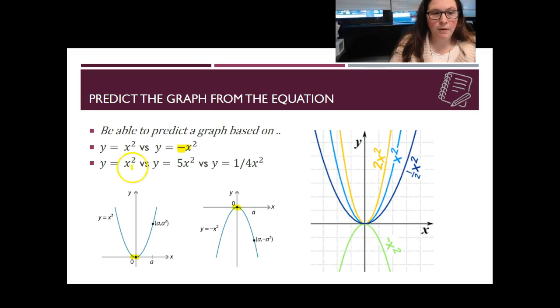Then also, as we're looking at those, I can change the coefficient on the front of my equation, and that changes the width of the parabola. The smaller the number, or the closer it gets to 0, the more flat the parabola becomes. It becomes a wider parabola, closer to the horizon or the x-axis. And the larger that number gets, the tighter that parabola gets to the y-axis. So smaller numbers get closer to the x, larger numbers get closer to the y.